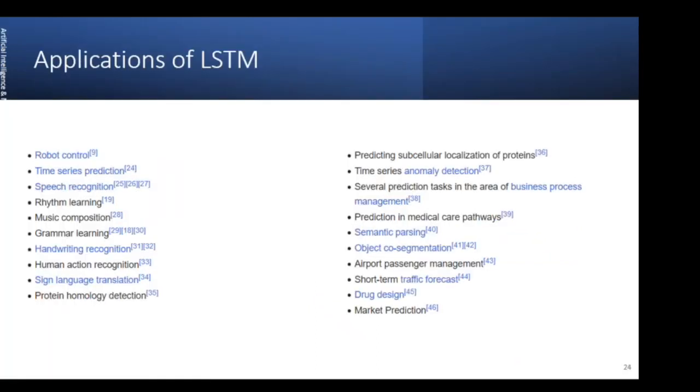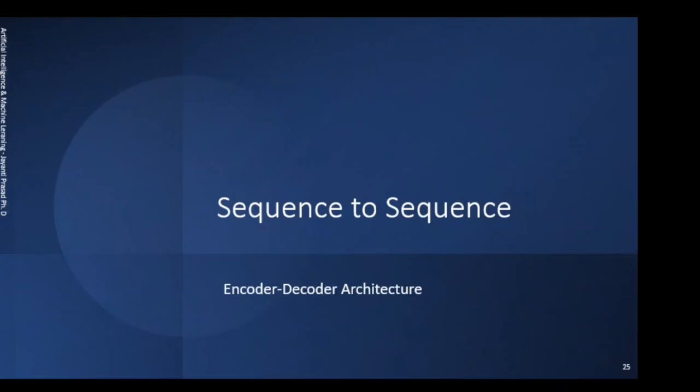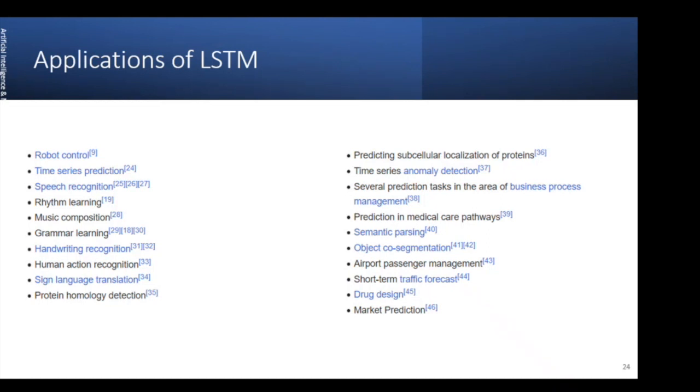There are so many applications of LSTM. You can see robot control, time series prediction, speech recognition, and many more, music composition. You can check more about it. As I mentioned, from 1997 up to a few years back, these models have been ruling and people have developed many applications of them. I will give a very specific example later on. On the basis of this LSTM unit, we can make a sequence to sequence architecture. These LSTM units are the basic building blocks of the sequence to sequence model.